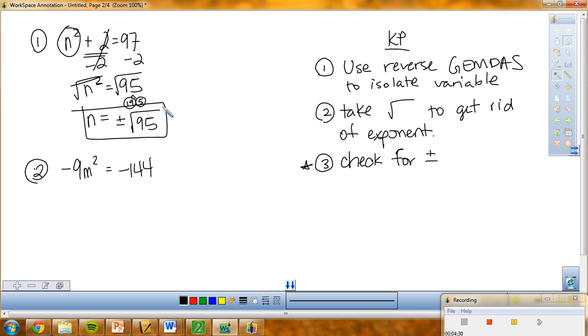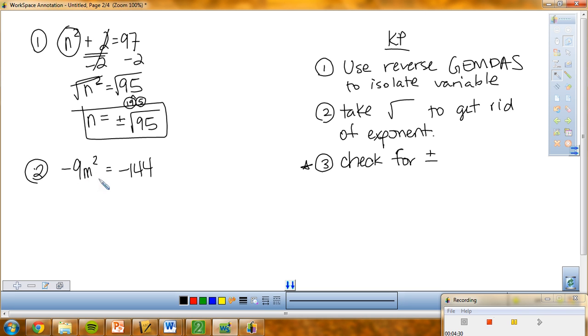But because I did take this radical, I added this symbol on. I do need to include my plus or minus to let my reader know that this can be a positive square root of 95 or a negative square root of 95 in order to make this equation work.